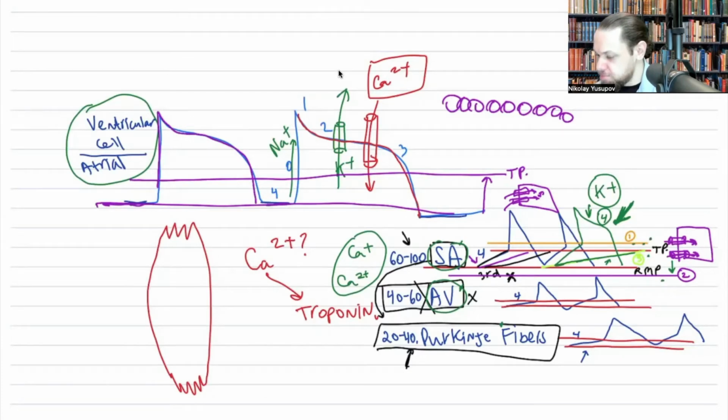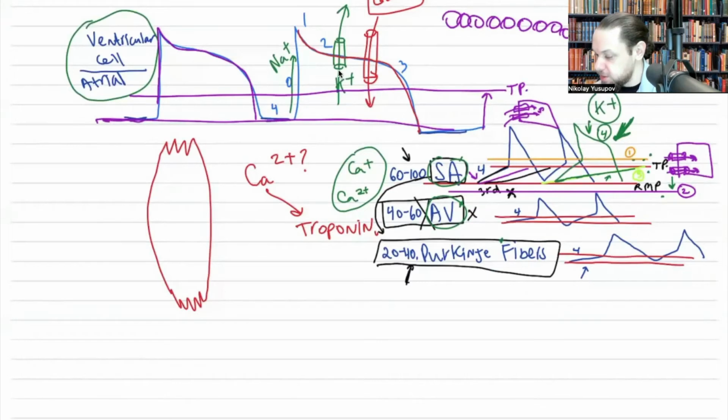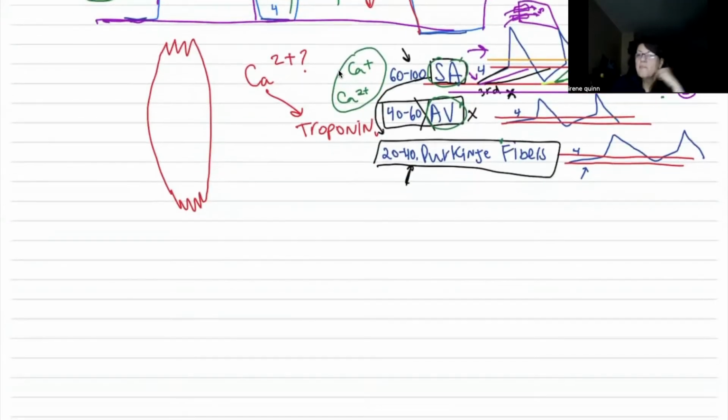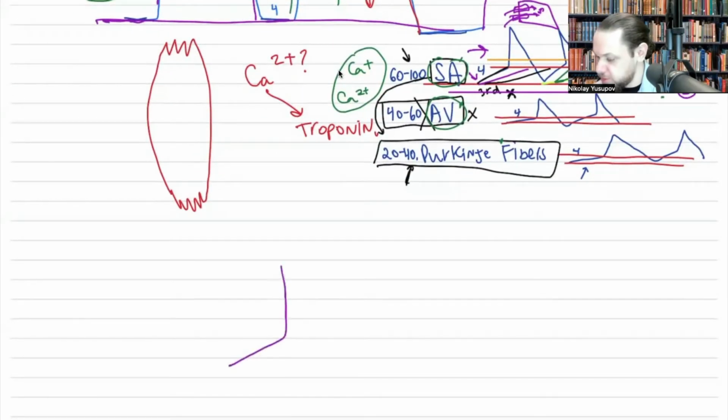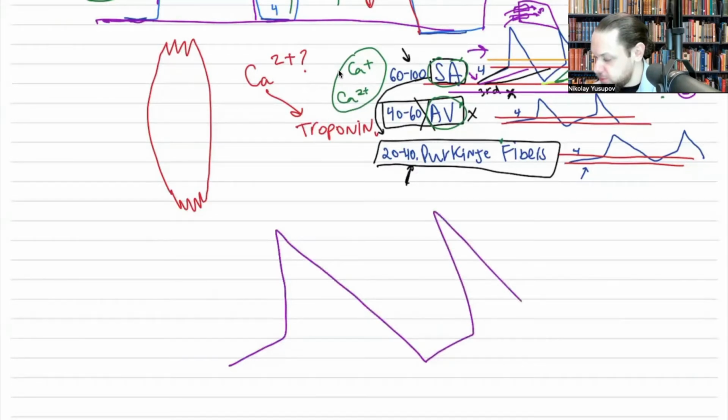Just so that you guys are clear, when I was talking about the SA node and we saw this type of impulse there, when I say SA node and AV node are calcium dependent for their depolarization, this is what I mean.